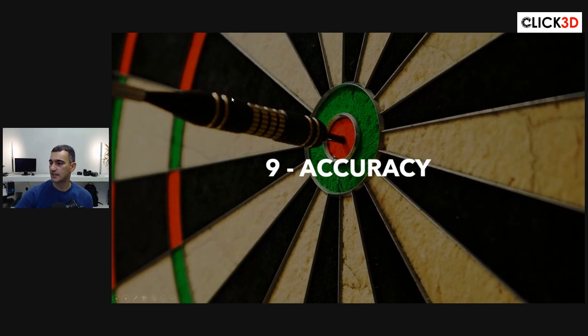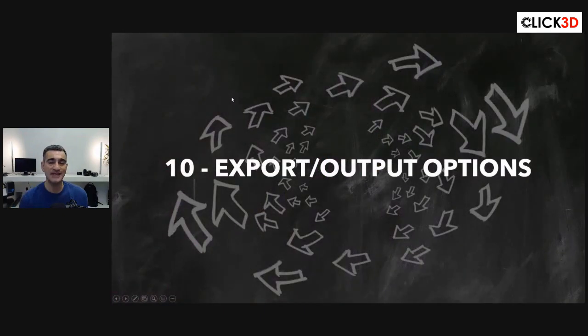Let's move on to number 10, export and output options. This is regarding what you can do with the data once you have it, right? So, you've captured all the stuff, you reconstructed it. So you've got point clouds, you have mesh models. What do you have? The laser scanner typically creates a point cloud. That's what the laser scanner captures. It captures millions and millions of points, and when you put those points together, you end up with a point cloud.